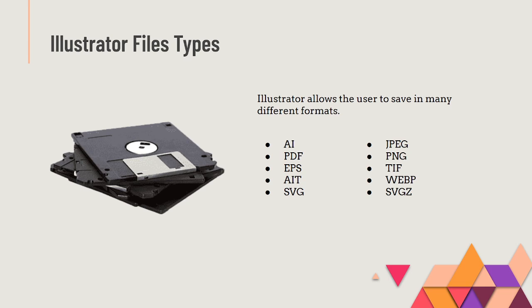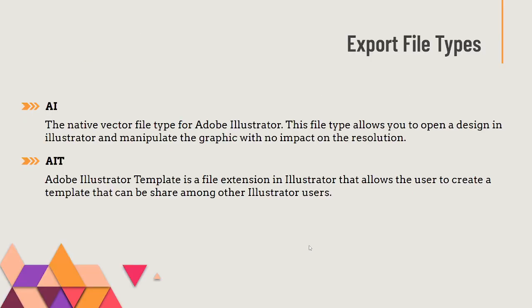So you can do an AI file, which is an Illustrator file. We can do a PDF, an EPS, an AIT, an SVG, a JPEG, and a JPG, a PNG, a TIF, a WEBP, and an SVGZ. It all sounds like Greek right now, but we're going to go over each of these and you'll understand what each one is, how we use it, and what it's used for. And I'll try to give examples as to where you would use them. I don't remember if I included them in the lecture note, but I know we talked about them in class.